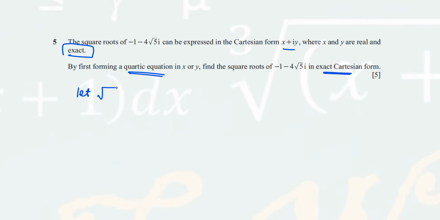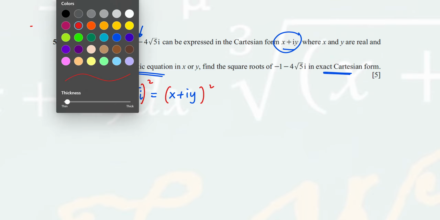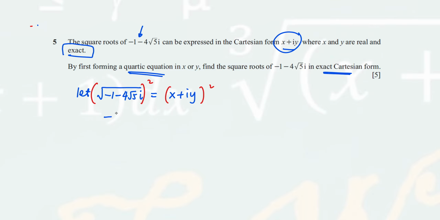So let the square root of -1 minus 4 square root 5i equal x plus iy. We can just follow this. Otherwise, you can just follow the imaginary part, which is minus. Okay, so we have two options now. So now to solve this, I will just square both sides. This is what I'm going to write in the next step. So square and square root becomes degree 1. So I will just rewrite my complex number.